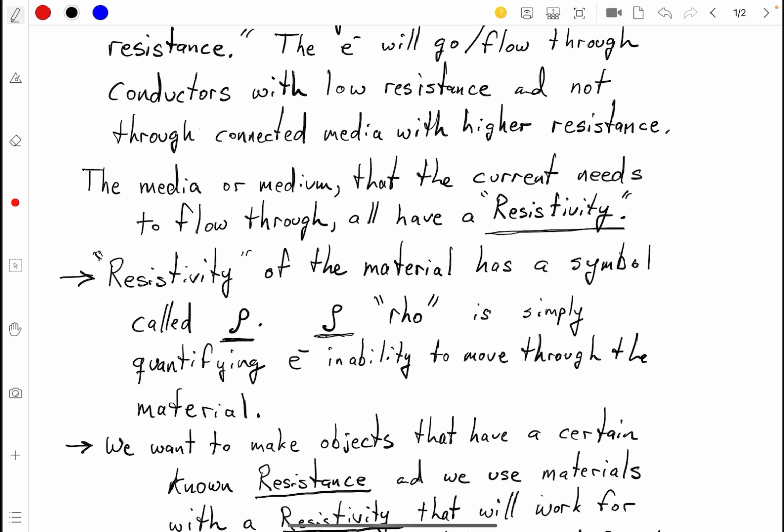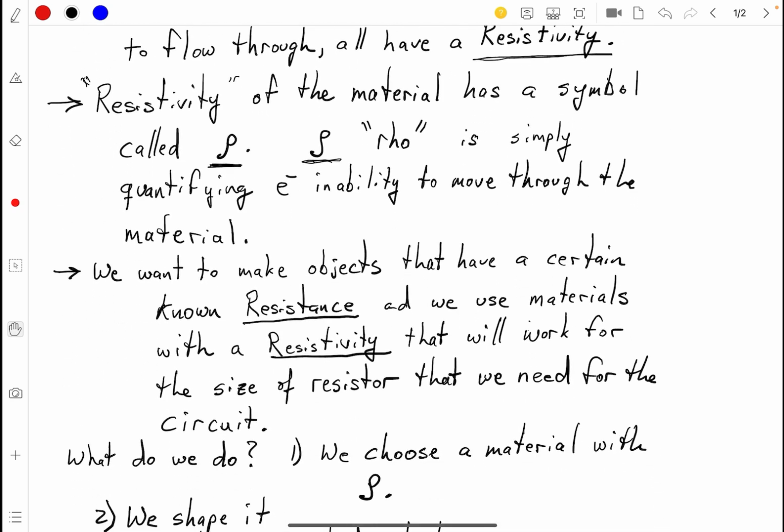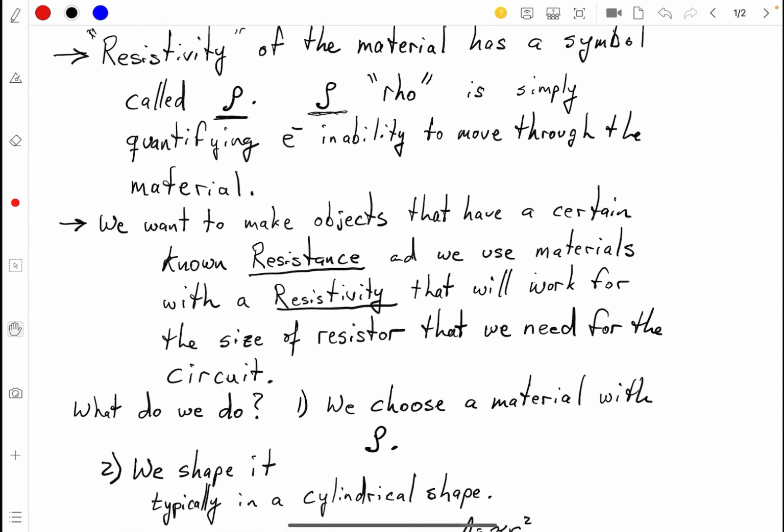It quantifies the inability of electrons to move through the material. And when we measure current, what are we measuring? We're not measuring the actual flow of the electrons, we're measuring the flow of the holes going in the other direction. Keep that in mind. Current is going in the opposite direction. Thank you very much, Benjamin Franklin.